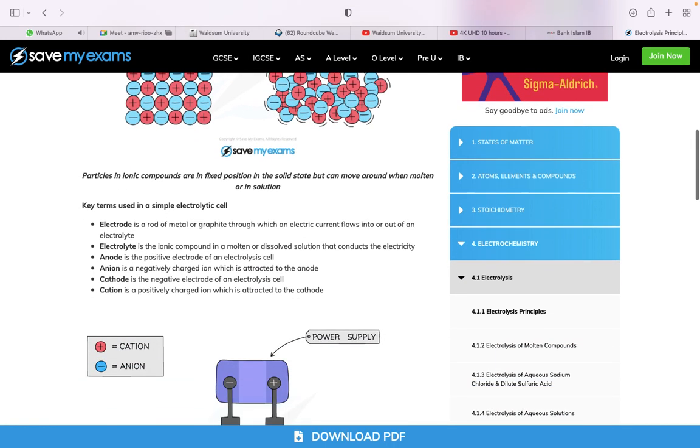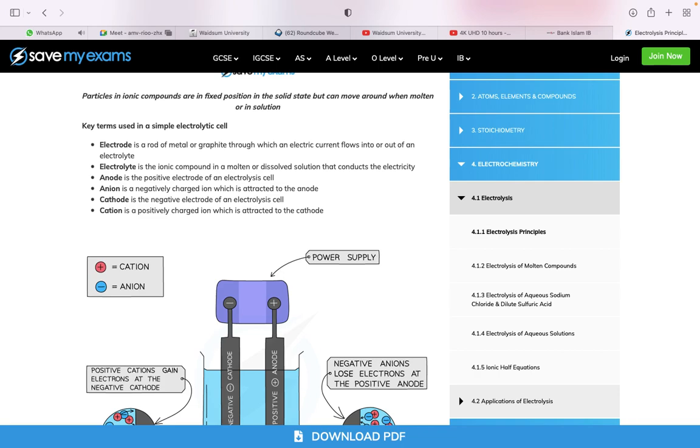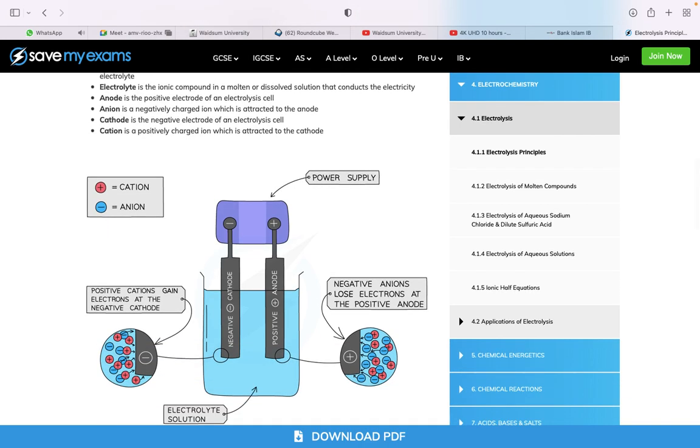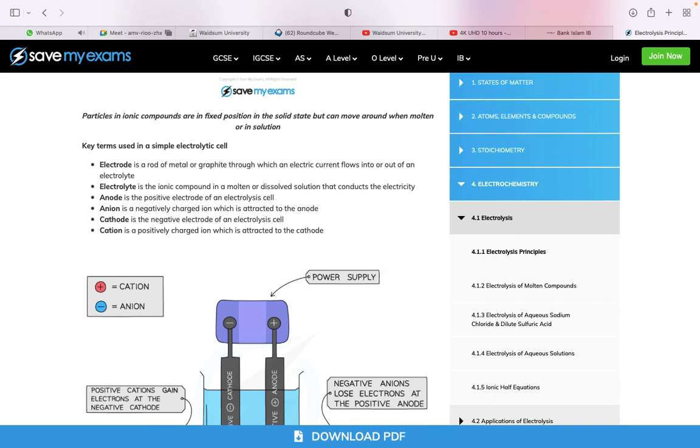Is that okay? Now let's go to the terms that are used with electrolytic cells. Let's take a look at the basic terms. The first one is the electrode. When we carry out electrolysis, there are these two pillars. If you take a look at this diagram, you see a positive pillar and a negative pillar. These are called the electrodes. They are called the anode and the cathode.